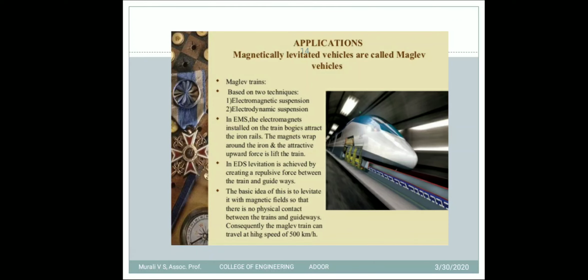In electromagnetic suspension, the electromagnets installed on the train bogies attract the iron rails. The magnetic field wraps around the iron, and the attractive upward force lifts the train. In electrodynamic suspension, levitation is achieved by creating a repulsive force between the train and the guideways, that is, the rails.